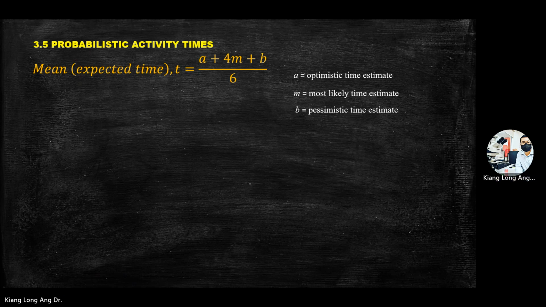Okay. A is optimistic time estimate. M is most likely. B is pessimistic time estimate. So this equation won't be given in all the assessment. It won't be given in your test, and also it won't be given in your final exam. But I expect you to know.